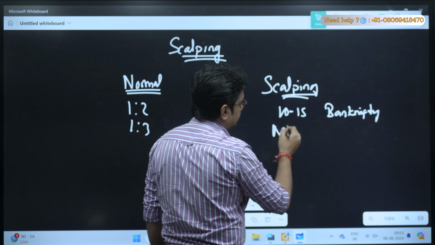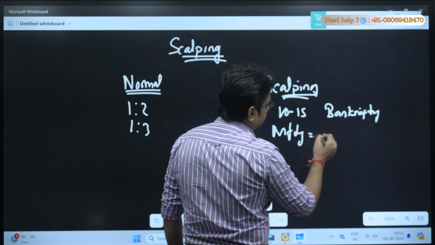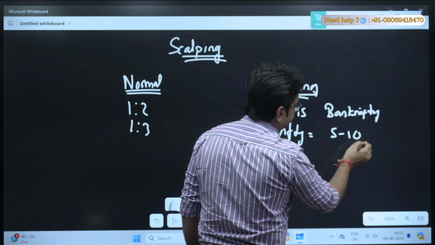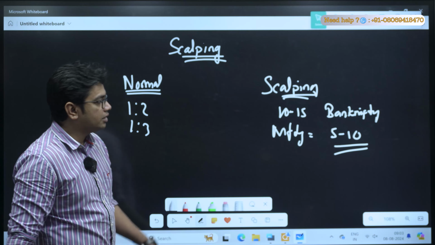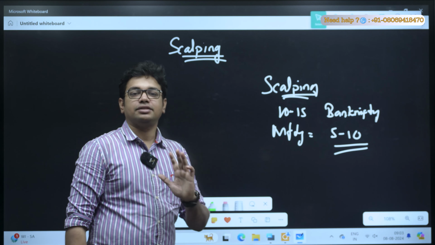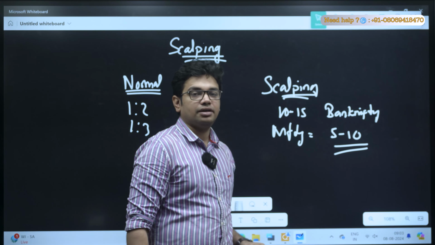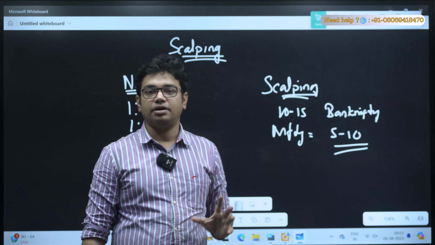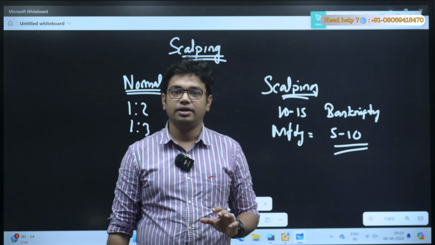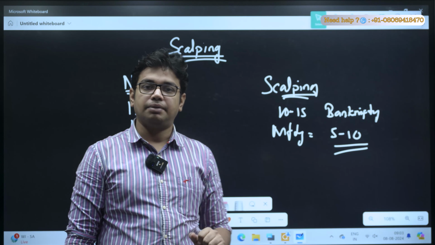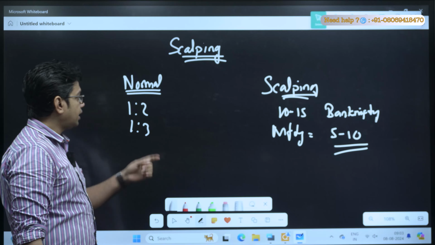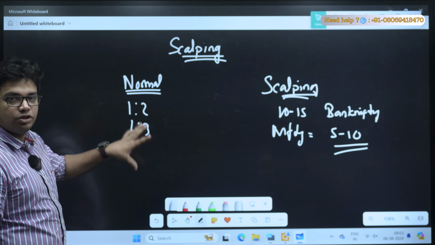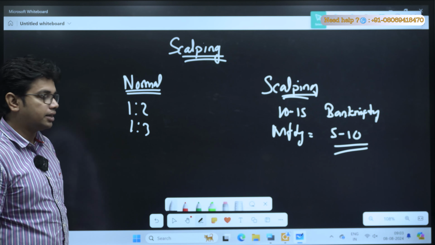In Nifty it is 5 to 10 points. Let's say in Nifty I am buying 1000 quantity; if I get 5 points, that means I am earning 5,000 rupees. That is how scalping trading is. In normal trading, it is usually a 1:2 or 1:3 target.